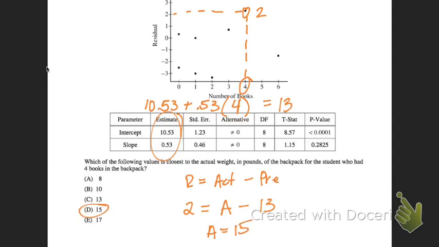So wait, where did you get the 4? It's saying, what is the actual for 4 books in the backpack, not 4 students in the backpack. So I'm using X equals 4 as my predicted and my actual. So I go up to 4. Here's my residual. My residual is 2. And so that means my actual is 2 above the predicted. My predicted is 13, so that means I have 15. That is a tricky one.